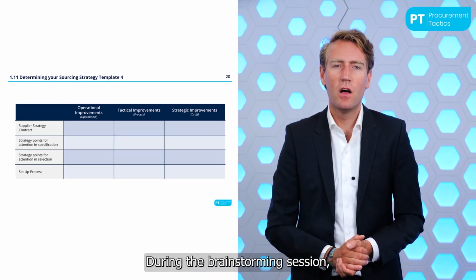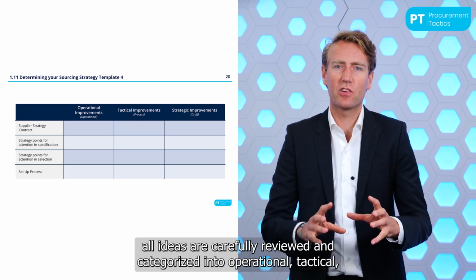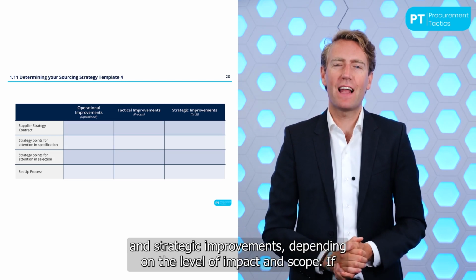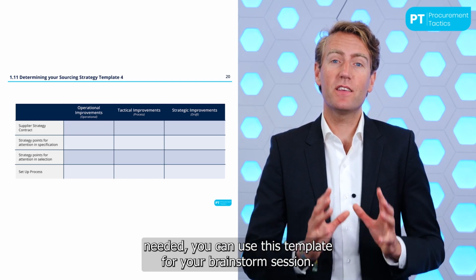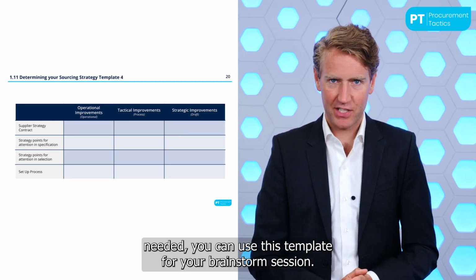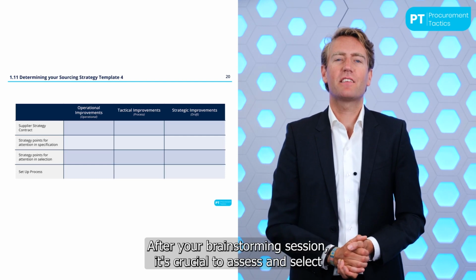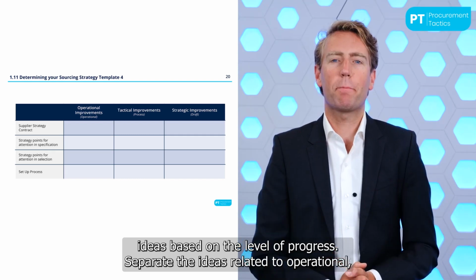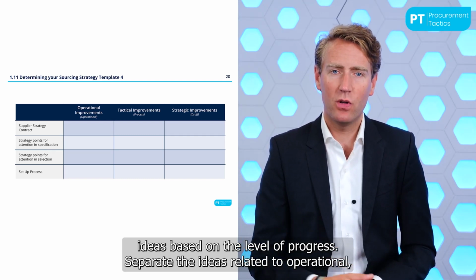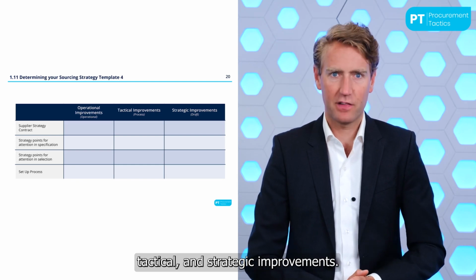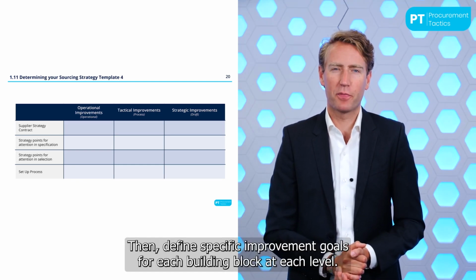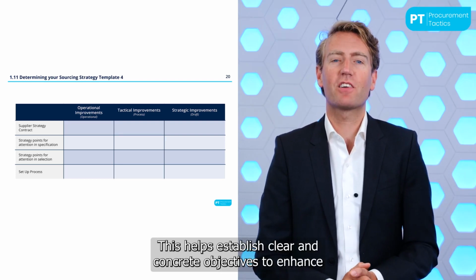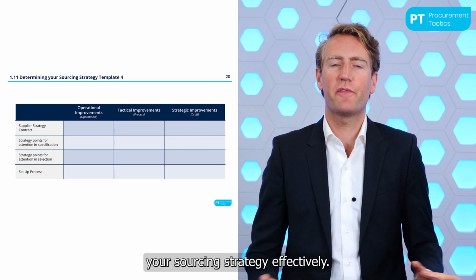During the brainstorming session, all ideas are carefully reviewed and categorized into operational, tactical, and strategic improvements, depending on the level of impact and scope. If needed, you can use this template for your brainstorm session. After your brainstorming session, it's crucial to assess and select ideas based on the level of progress. Separate the ideas related to operational, tactical, and strategic improvements. Then, define specific improvement goals for each building block at each level. This helps establish clear and concrete objectives to enhance your sourcing strategy effectively.